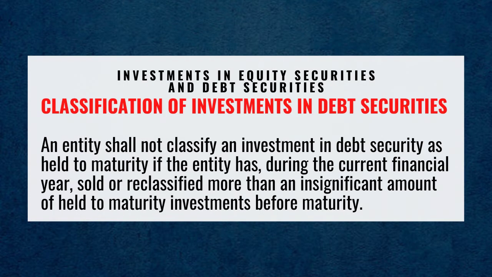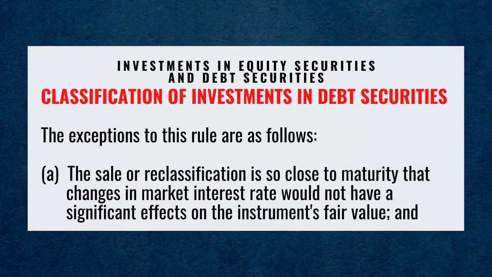An entity shall not classify an investment in debt security as held to maturity if the entity has, during the current financial year, sold or reclassified more than an insignificant amount of held to maturity investments before maturity. The exemptions to this rule are as follows. Letter A, the sale or reclassification is so close to maturity that changes in market interest rate would not have a significant effect on the instrument's fair value.